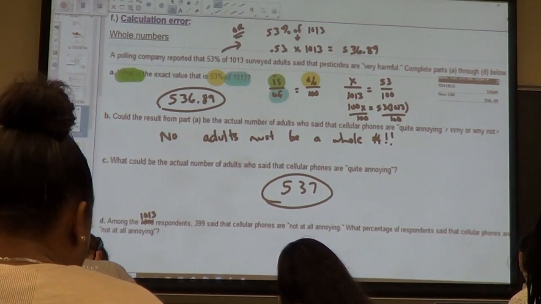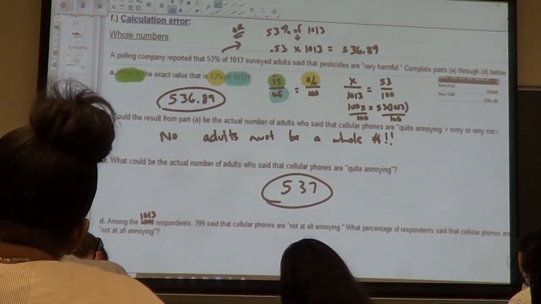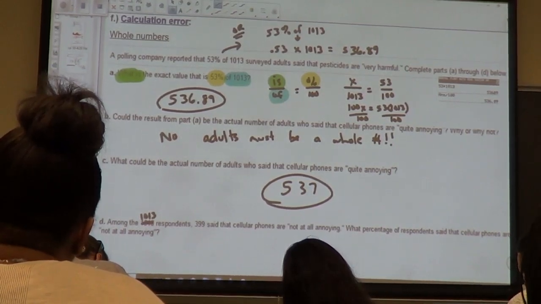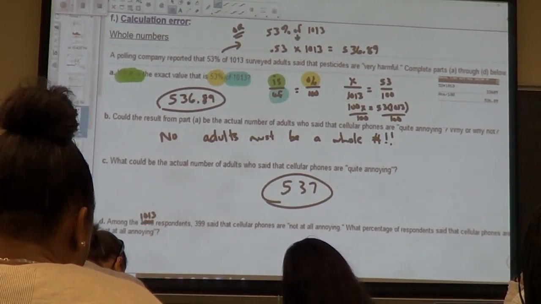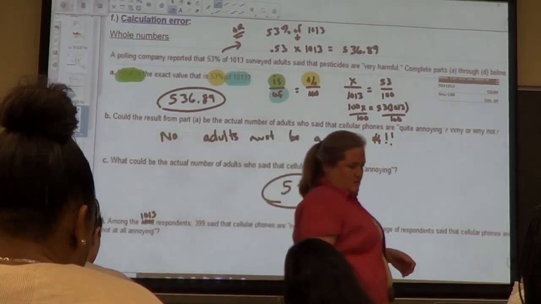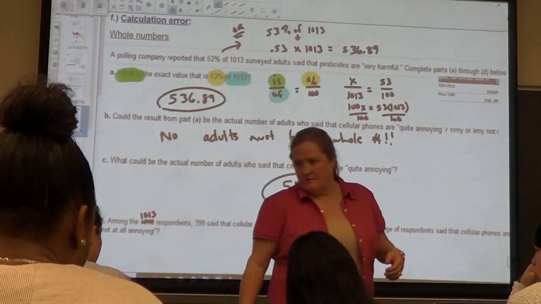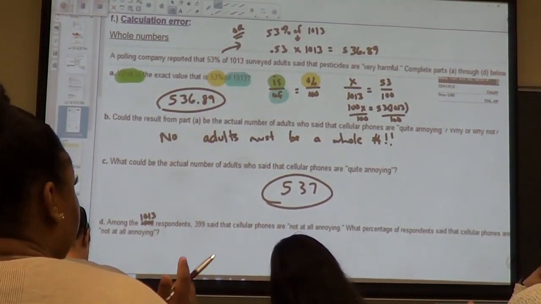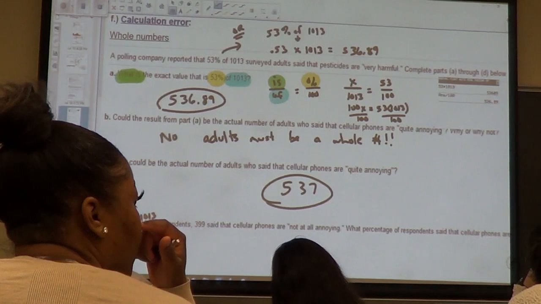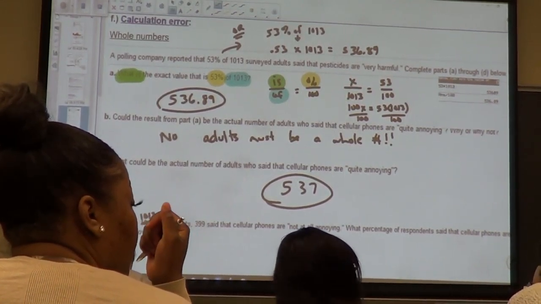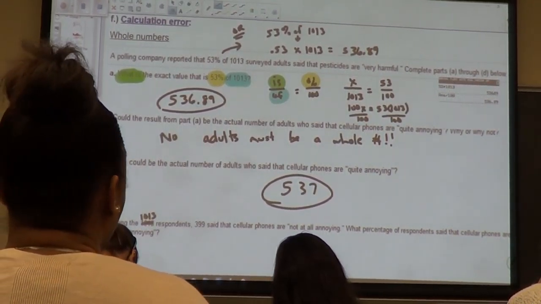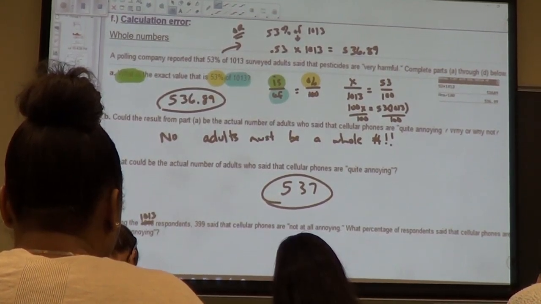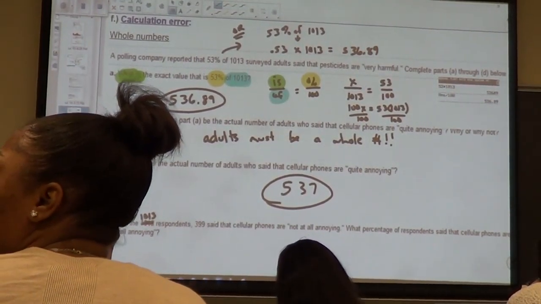To the nearest tenth of a percent. My math lab will always tell you how they want you to round it. You done? Are you still going? Yes, sir. Yep.